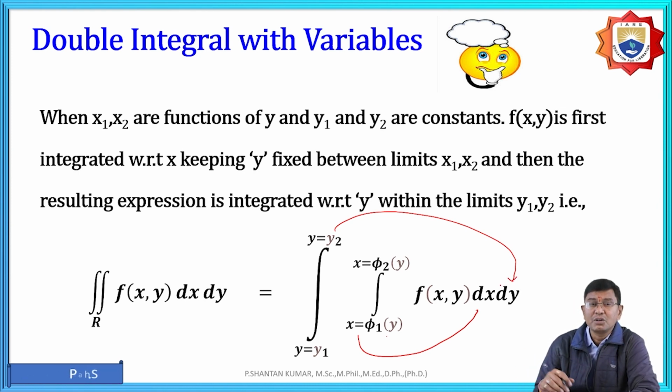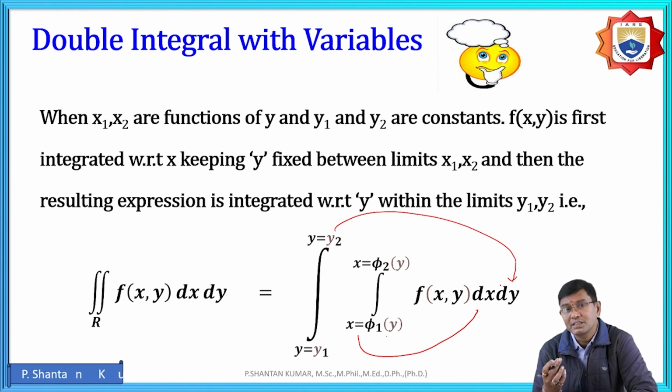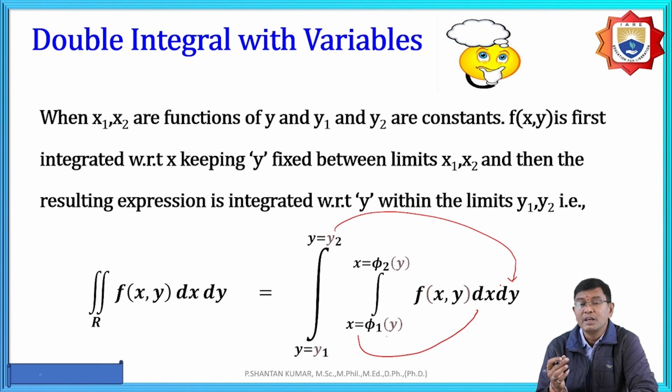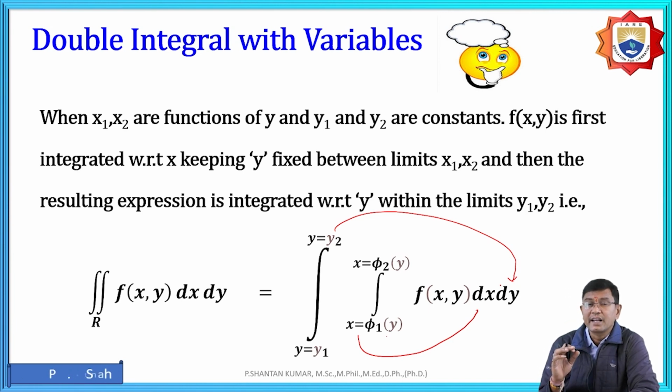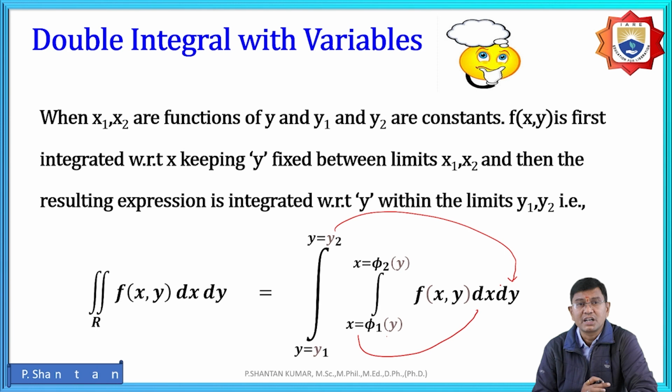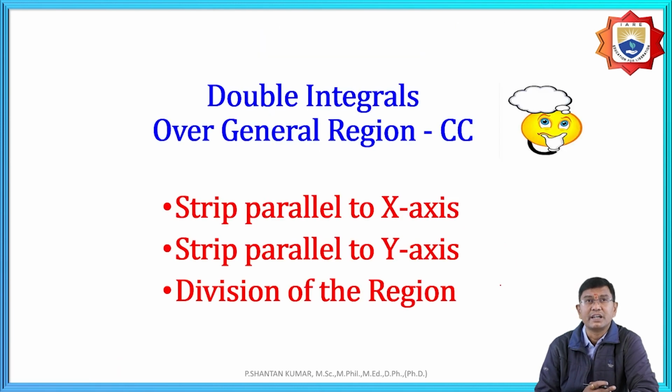That means the conclusion of this one is: the limits are given in terms of x, so we need to assume y, and again after that with respect to x only. But when the limits are in terms of x, we need to assume y, integrating with respect to y, and again after that with respect to x only. These are important to understand.